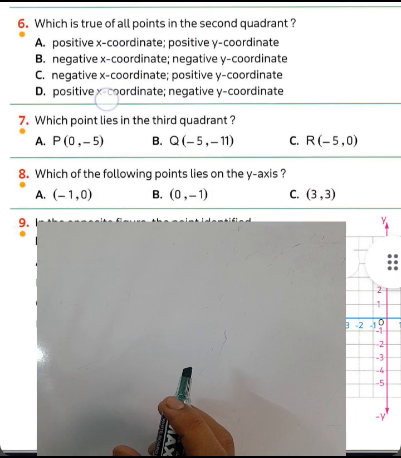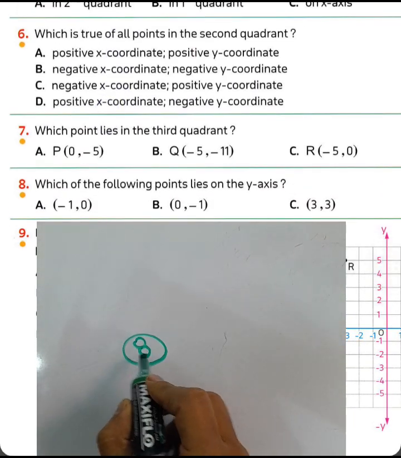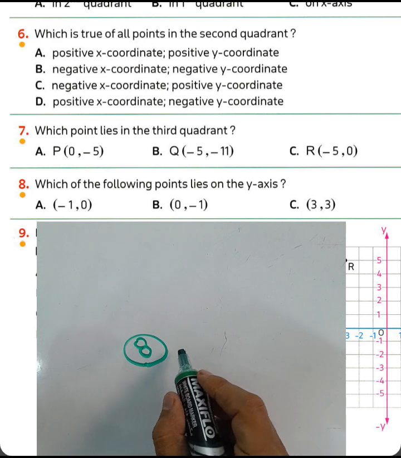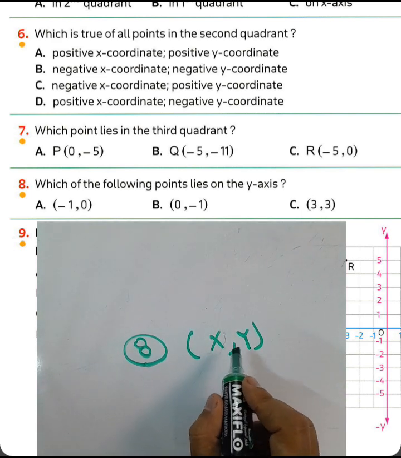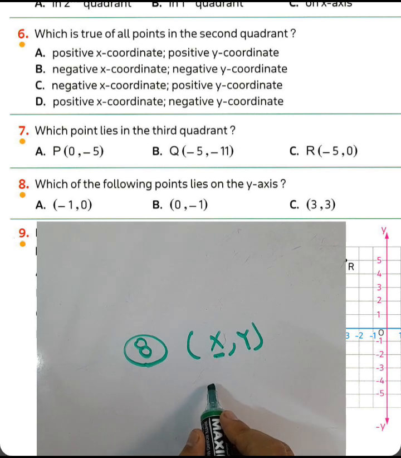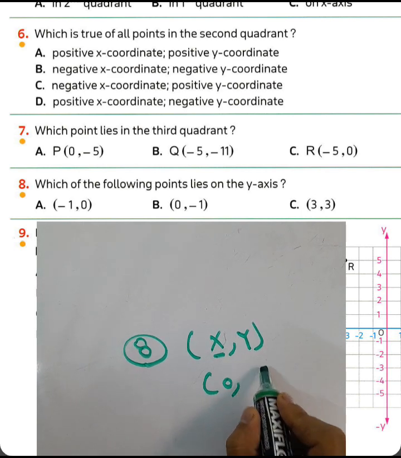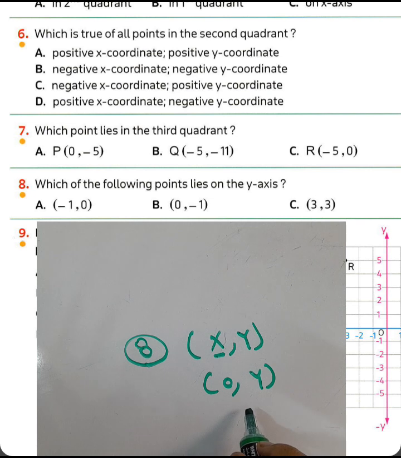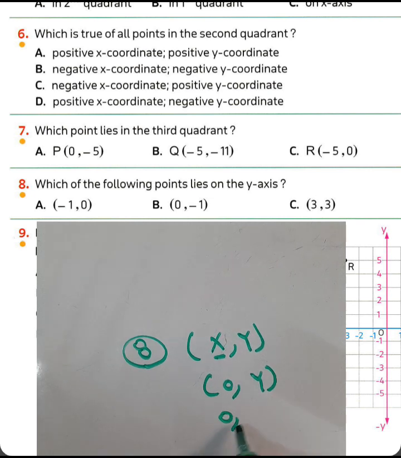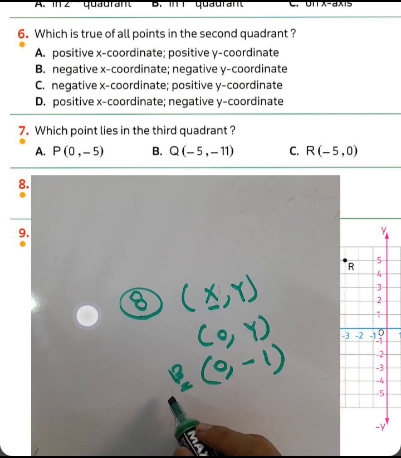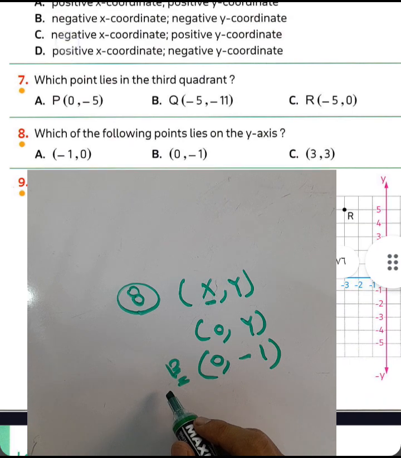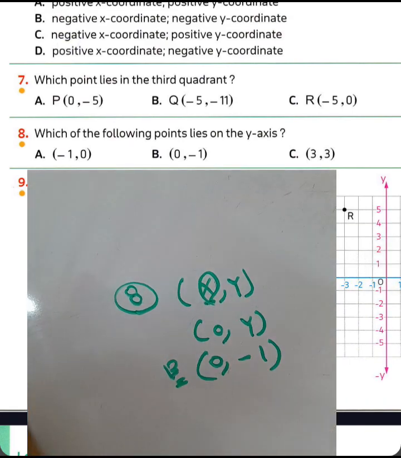Question 8. Which of the following lies on the y-axis? If the point lies on the y-axis, then the value of x will be 0, such that 0 and any number in y. Choose letter B, 0 and -1, for question 8, because this point lies on the y-axis, so the first coordinate x equals 0.